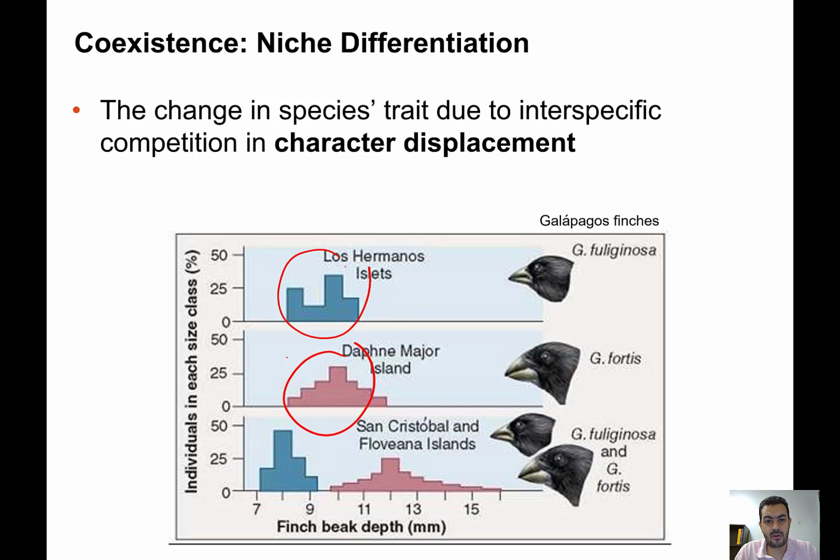So if they live together, now there will be a competition. So what happens is character displacement. In islands where the two birds live together, we find displacement. This one, the beak depth will displace in this direction, and this one will displace in that direction. And this is a very neat and scientifically evident example that niche differentiation may lead to character displacement.